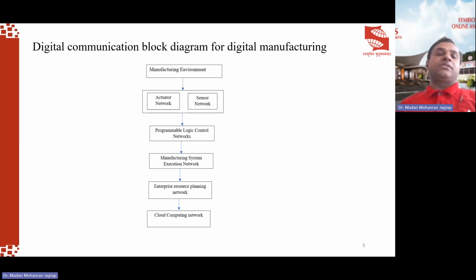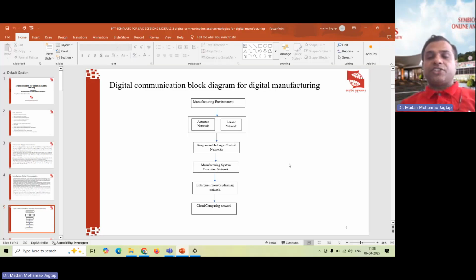When we say there is digital communication, how is it connected? First, the manufacturing environment, that is the shop floor. So our machines are there. On the machines, we have actuators and sensors. Then we have programmable logic control networks. Then we have manufacturing execution system networks. Then we have enterprise resource planning networks. Then we have cloud computing networks. In this way, we can achieve digital communication in the digital manufacturing system.